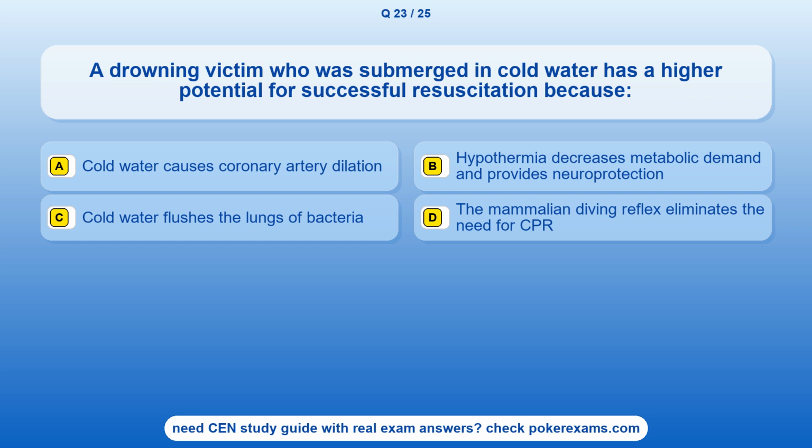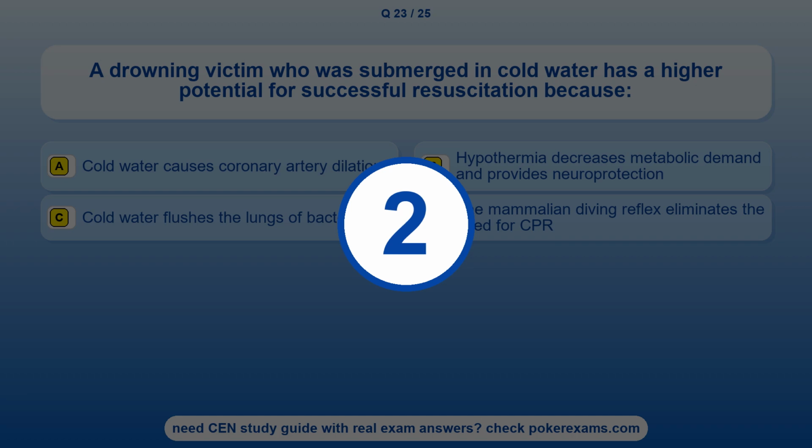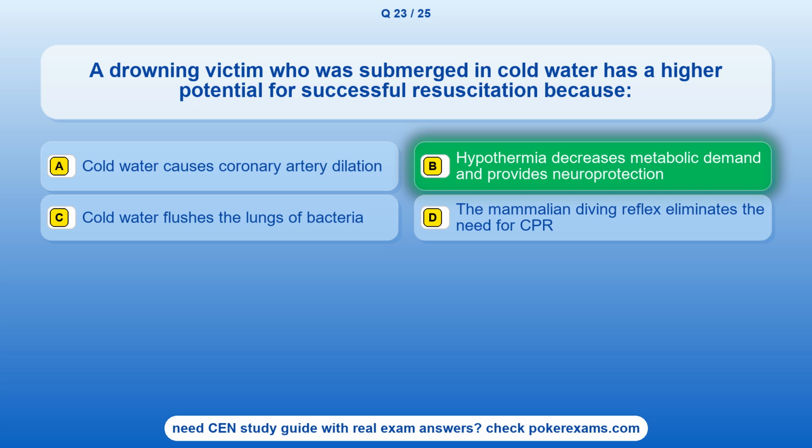Question 23. A drowning victim who was submerged in cold water has a higher potential for successful resuscitation because option A, cold water causes coronary artery dilation. Option B, hypothermia decreases metabolic demand and provides neuroprotection. Option C, cold water flushes the lungs of bacteria. Option D, the mammalian diving reflex eliminates the need for CPR. The correct answer is option B. Hypothermia decreases metabolic demand and provides neuroprotection.